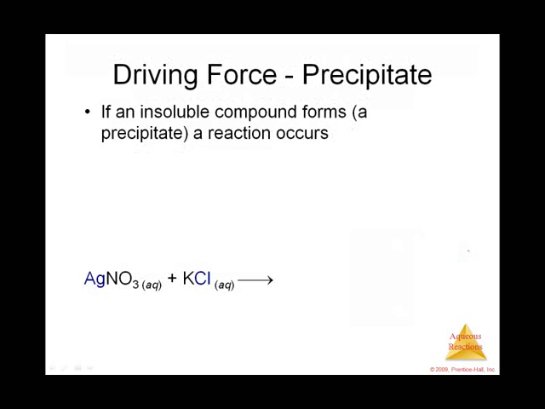So if we have an insoluble compound, one that forms a solid, then a reaction occurs, right? So the example here is silver nitrate and potassium chloride. They're going to make potassium nitrate, which is soluble because both alkali metals and nitrates are soluble, and they're going to make silver chloride. And silver chloride is insoluble according to the solubility rules, so it's going to precipitate out, and you will have a reaction that goes forward.